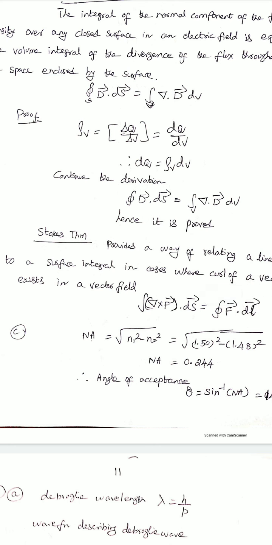Stokes theorem definition is given here with the equation. So that is integral of del cross F vector dot dS equals closed integral of F vector dot dl.